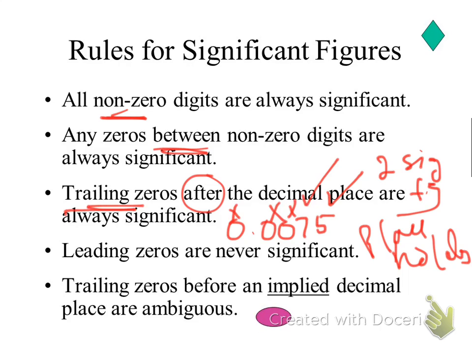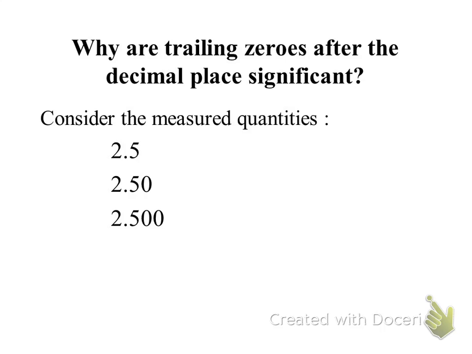The term ambiguous means if somebody's ambiguous, they're wishy-washy. Like, dude, can't you just say what it is? Okay, ambiguity. All right. So I'm going to try to show you why these trailing zeros after the decimal are significant. Okay.